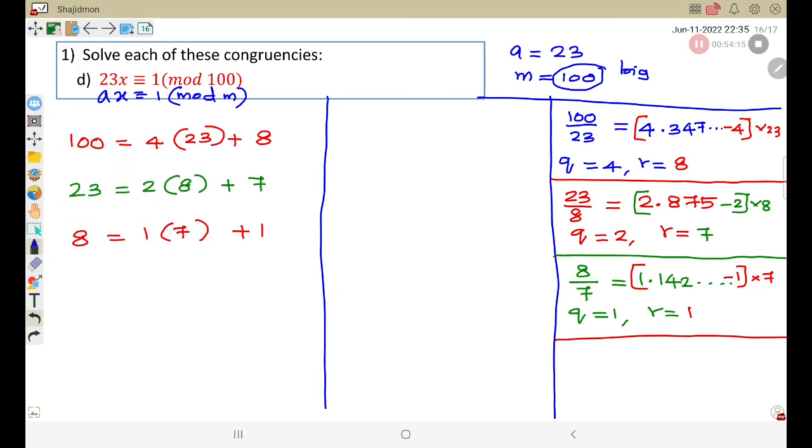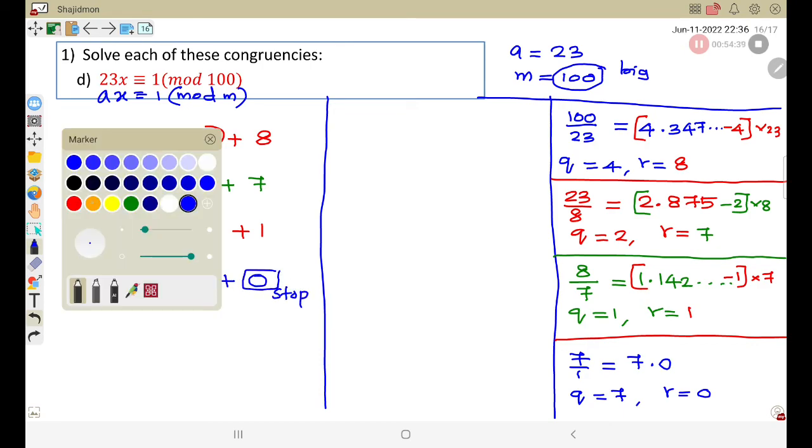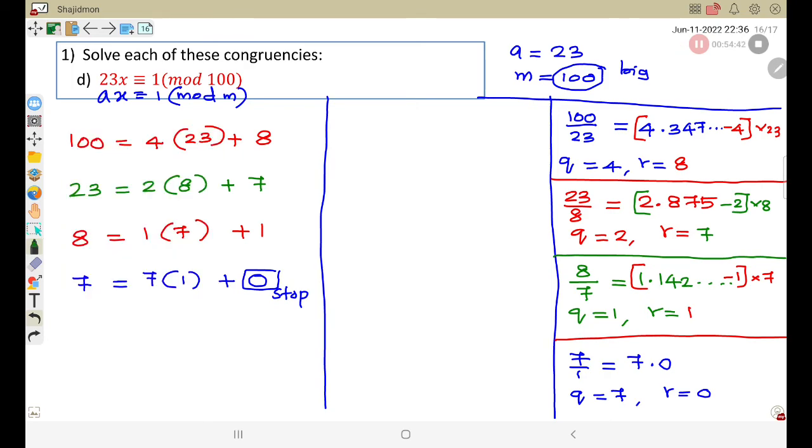Now after 7 and 1, 7 over 1 means 7. There is no decimal part, so 7.0. So the quotient will be 7. There is no decimal, meaning the remainder will be 0. So we can write 7 equals 7 multiply 1 plus 0. Once you get 0, we will stop here. Now the number just before 0, the non-zero remainder, this is the GCD. So GCD is 1 here also. For 23 and 100, GCD is 1. So relatively prime, so a solution exists.